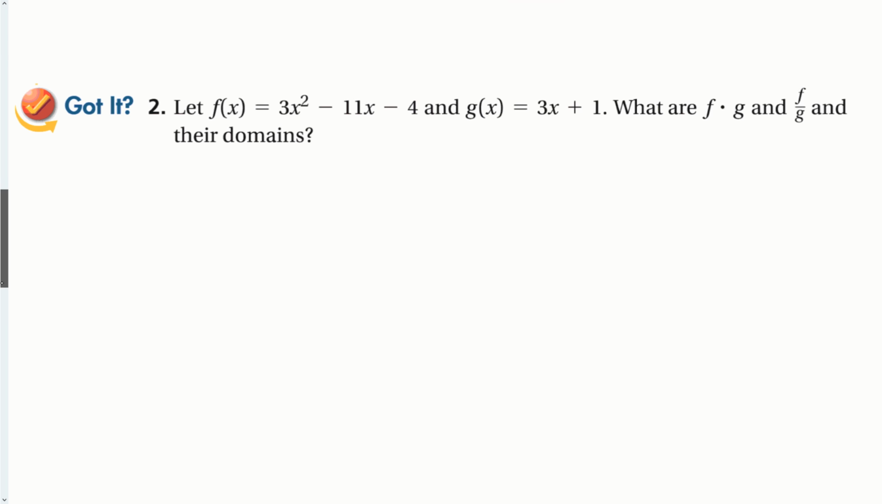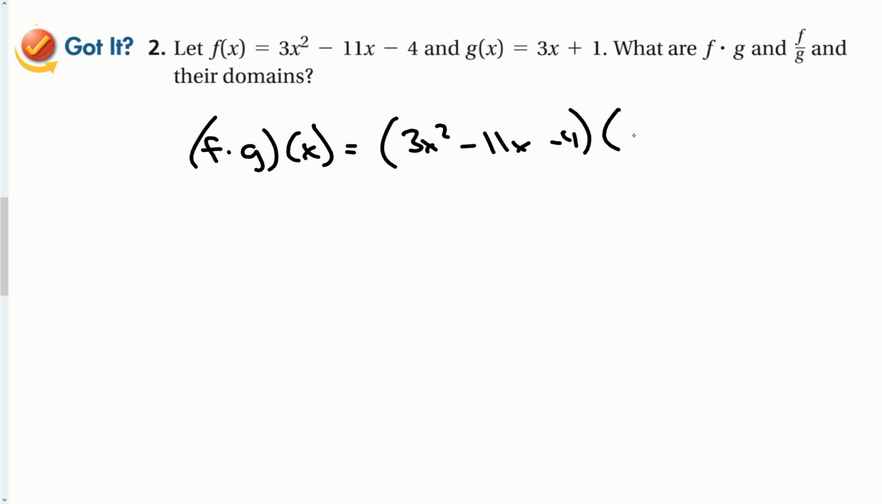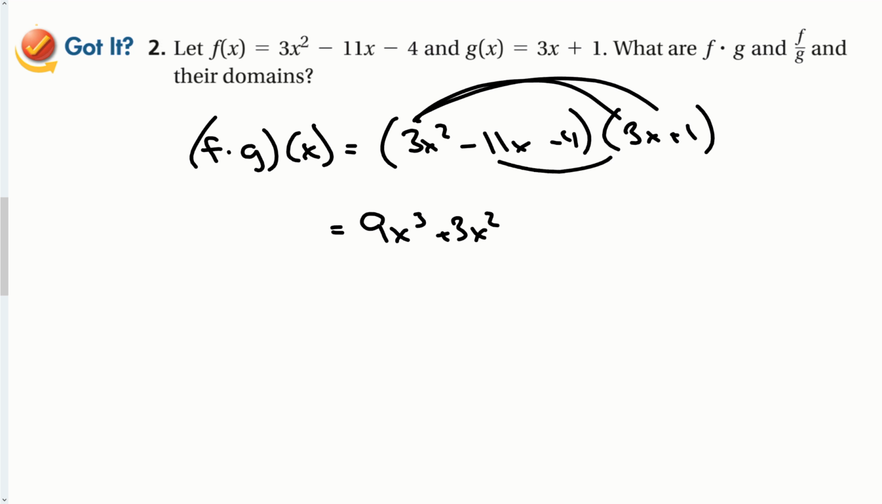Let's try the guided problems. All right, multiply, divide. So f times g of x, so this one's going to be kind of a pain. Okay, 3x squared minus 11x minus 4 times 3x plus 1. All right, take it nice and slow. We're going to just FOIL, or distribute all these together. So that's 9x to the third plus 3x squared minus 33x squared minus 11x minus 12x and minus 4.